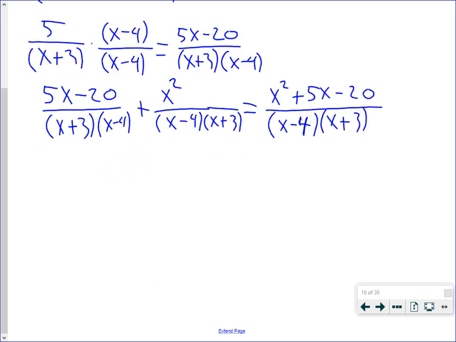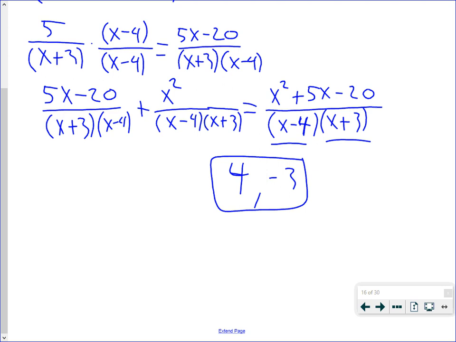So before we simplify, we need to figure out what our excluded values of x are going to be. So we're going to set each factor in the denominator equal to 0. So when x minus 4 equals 0, we're going to get x equals positive 4. And when x plus 3 equals 0, we get negative 3. So our excluded values of x are 4 and negative 3. And after we figure out our excluded values, then we want to simplify.